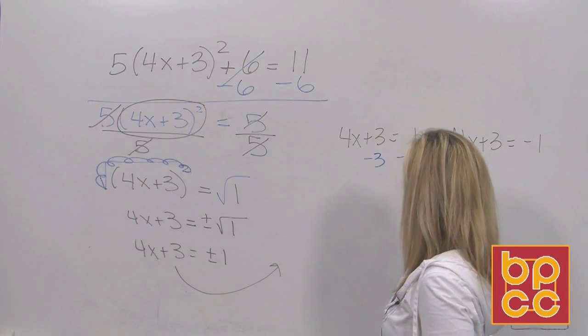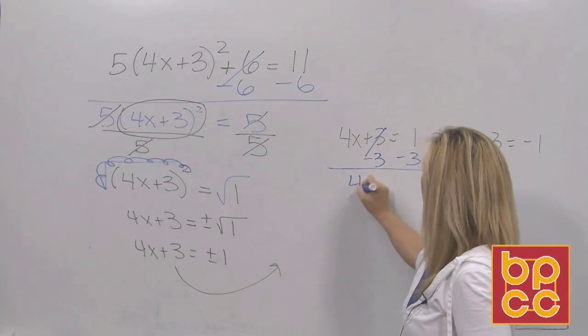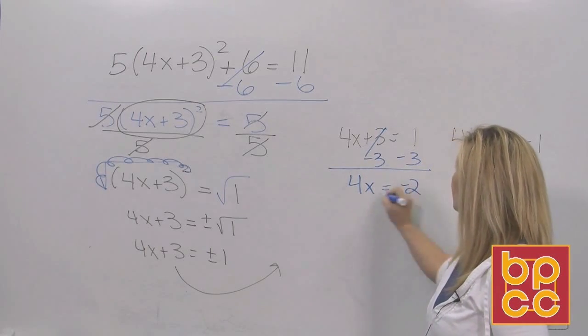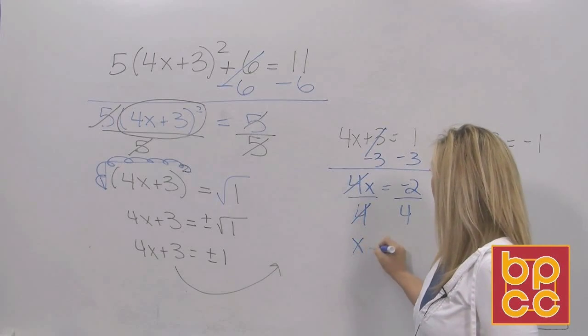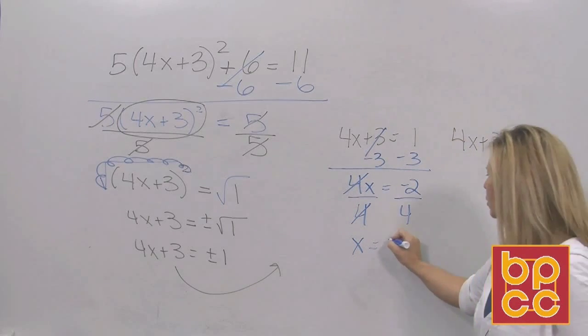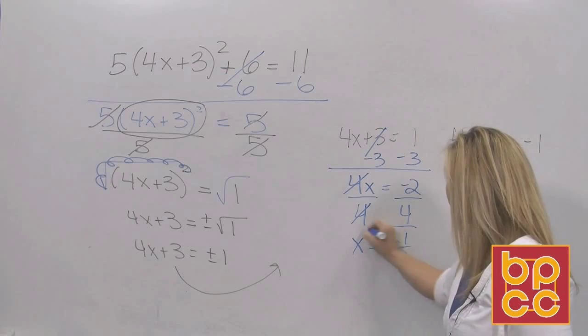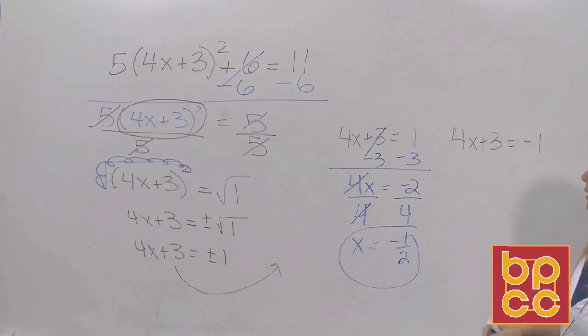We'll solve each. 4x equals negative 2. We'll divide by 4. And we all know negative 2 over 4 has to be reduced to negative 1/2. There's your first solution. Now, I know what you're thinking. Oh, this answer is going to be positive 1/2. That's not the case. You'll always get two solutions with a quadratic, but they don't have to be opposites of each other. So we're going to solve this.